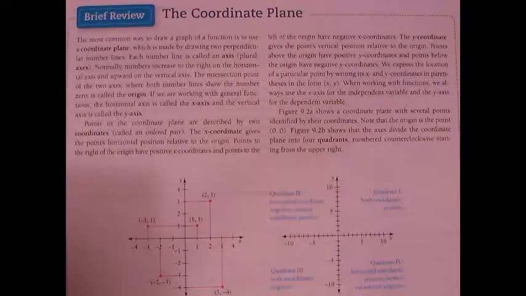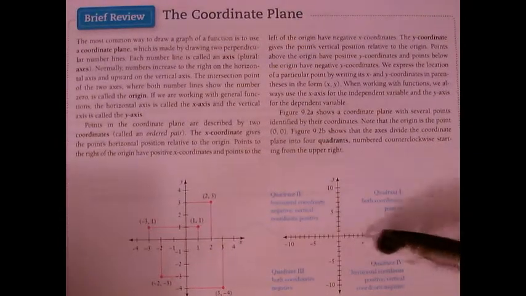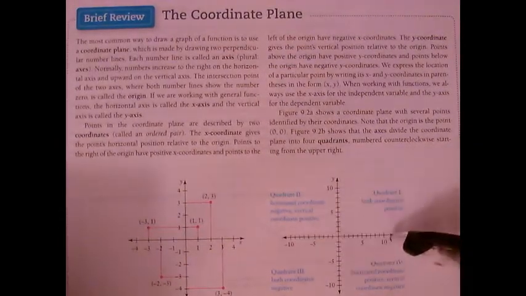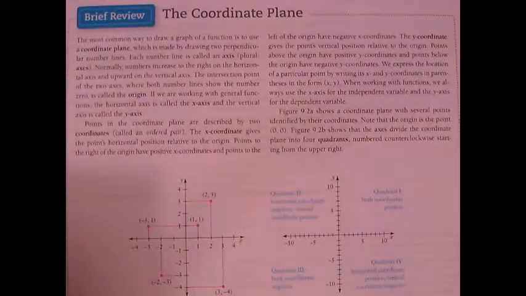Here, the most common way to draw a graph of a function is to use what they call a coordinate plane, which is made by drawing two perpendicular number lines. Each number line is called an axis, and the plural is axes. So here we got two number lines, one going horizontally and the other one going vertically, straight up and down. Normally, numbers increase to the right on the horizontal axis and upward on the vertical axis.